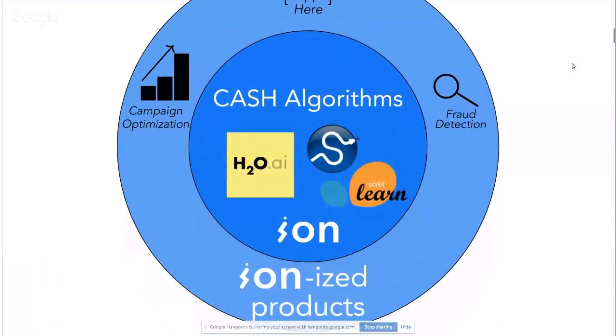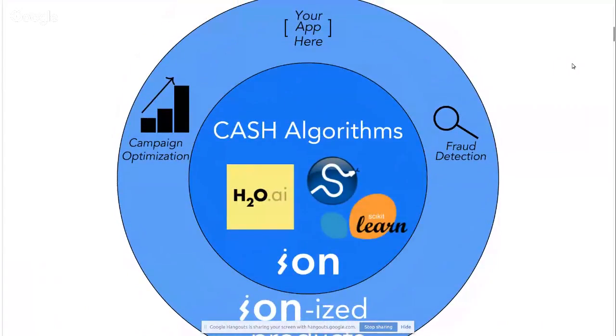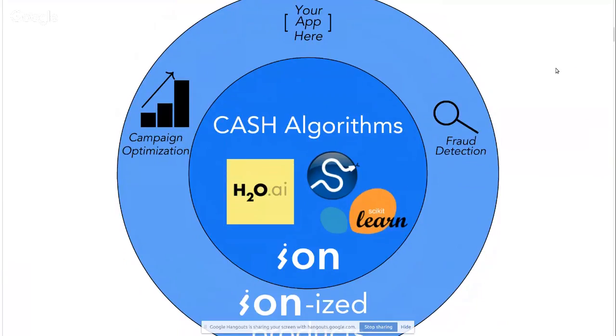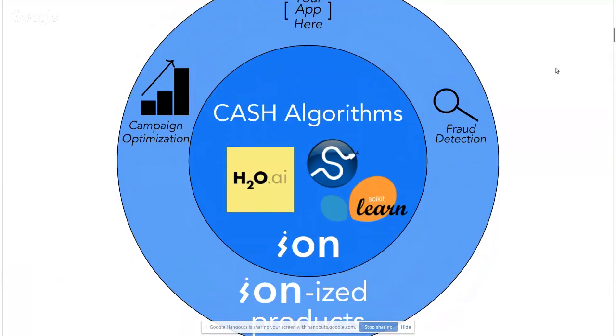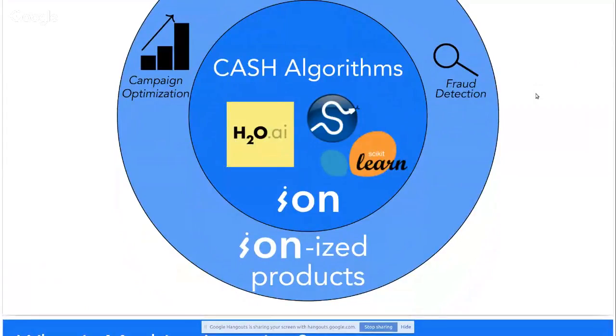So Ion essentially is a set of cache algorithms which optimize machine learning models. The models that we use are in H2O and scikit-learn, and we're going to add more, integrate more open source packages as we can. And the goal is to automate the machine learning process so that you can power your applications with machine learning with very limited interaction. So we call the applications that are injected with machine learning ionized products because Ion is supercharging them.